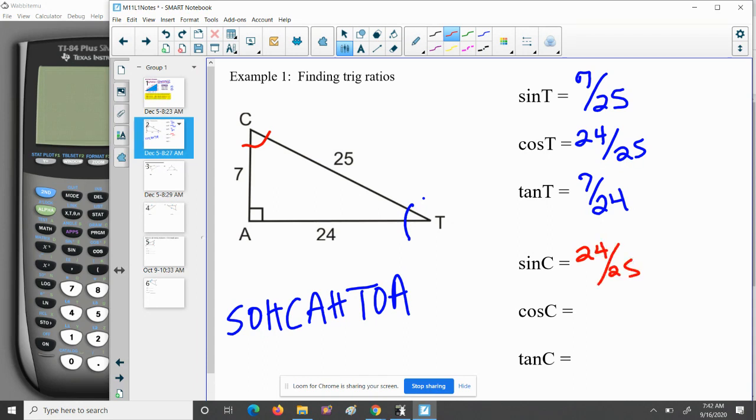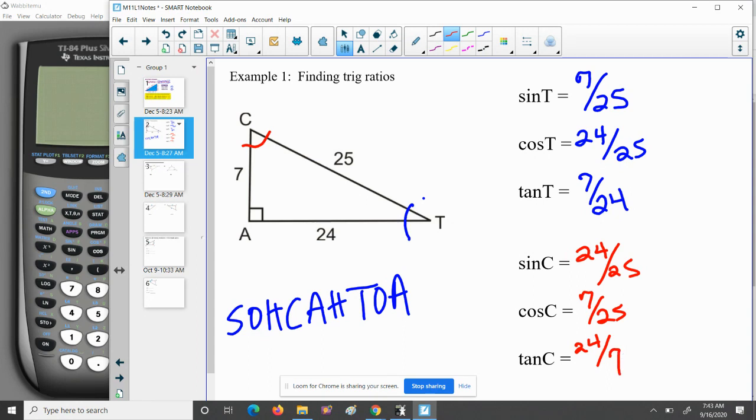Now look at cosine of angle C. We need adjacent over hypotenuse. Looking at angle C, the adjacent side is 7, and the hypotenuse is still 25. So cosine of angle C is 7 over 25. And then last, we want tangent of angle C. Looking at angle C, we need opposite over adjacent. The opposite side is 24 and the adjacent is 7. The tangent of angle C is 24 over 7.